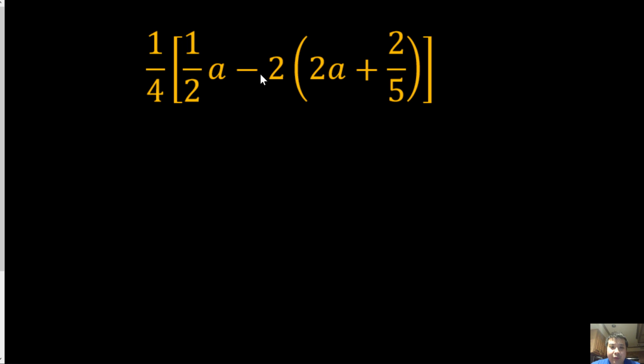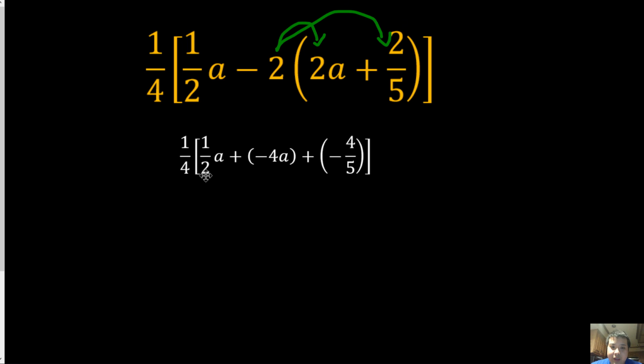Here again we have another expression with brackets. We have parentheses within the brackets, and we should do whatever is inside first, but unfortunately we can't do anything because they're unlike terms. So we're going to distribute this negative 2 into the binomial right here. When we do that, we get negative 4a plus negative 4/5, because negative 2 times 2 is negative 4, and negative 2 times 2/5 is negative 4/5.